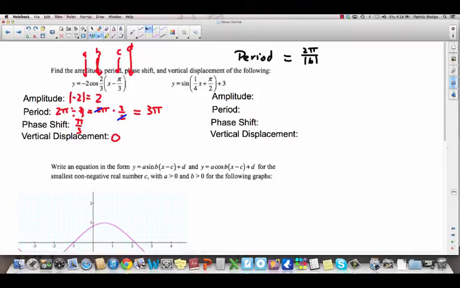Okay, next one. Now, before we do anything else, you have to recognize here this is not in the correct form. How come? Because the x needs to have a coefficient of 1. So we have to factor out that 1/4. So we get y equals sine 1/4 x plus, how do we figure out this amount right here? That's confusing. Well, what did we do to the 1/4 to get it out of there? We did 1/4 divided by 1/4. That's exactly what you have to do here.